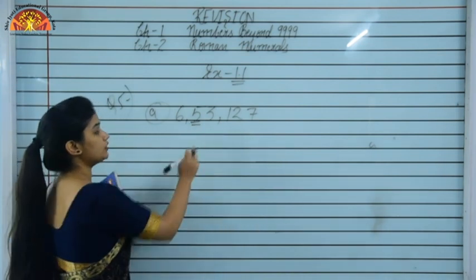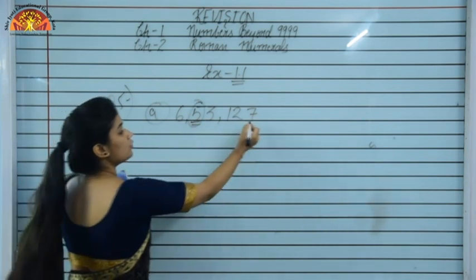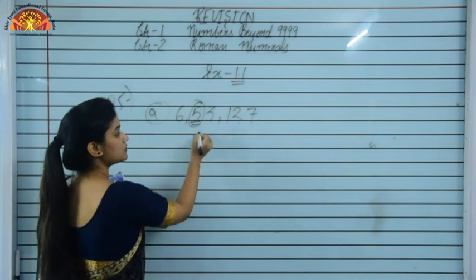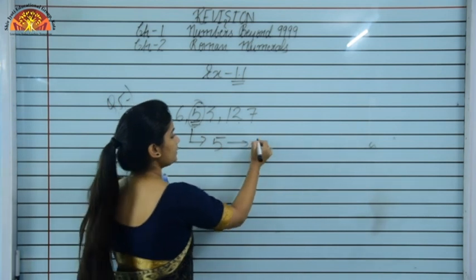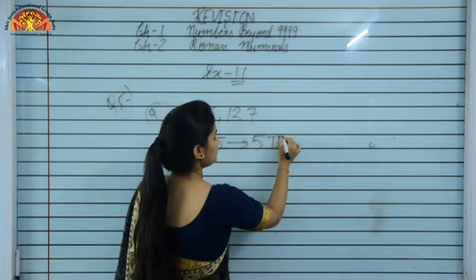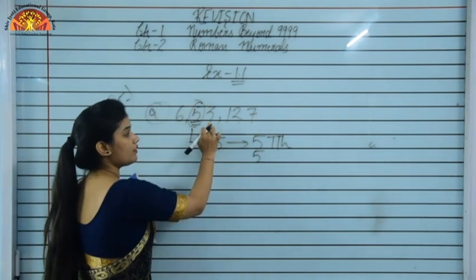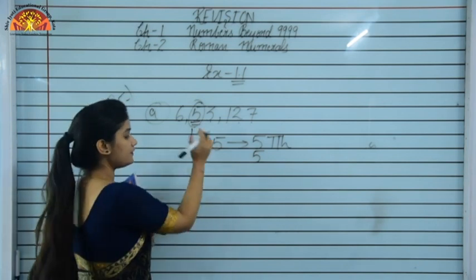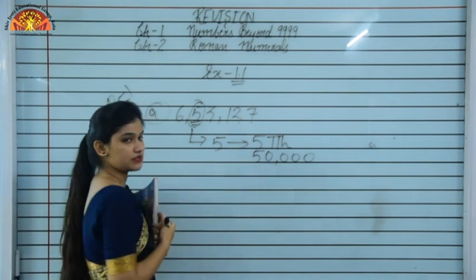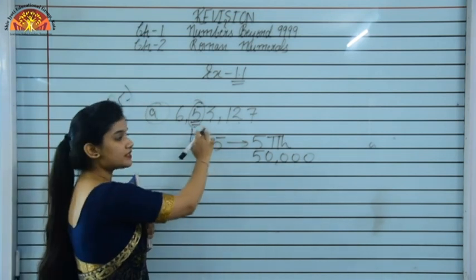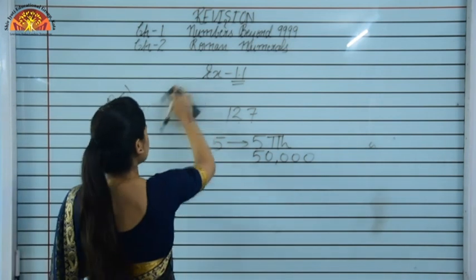And as I have told you, the place value of any digit will be the position of this digit. Ones, tens, hundreds, thousand, 10,000. So the place value of 5 is 5 ten thousands. Understood? We are having 1, 2, 3, 4 digits after 5, so we can put four zeros and write 50,000. The place value of 5 is 5 ten thousands. So in this way you can find the place value of any digit.